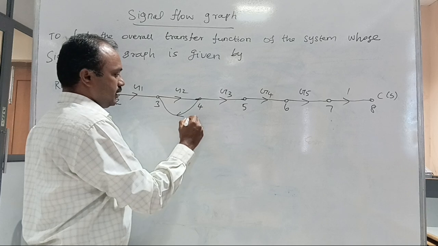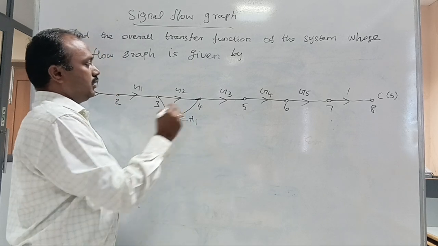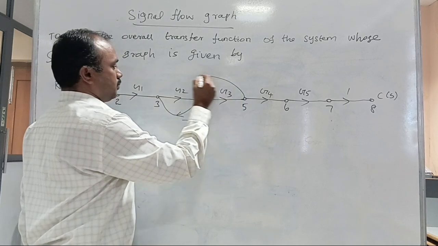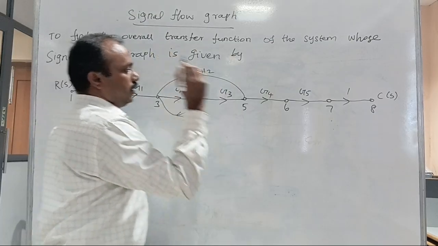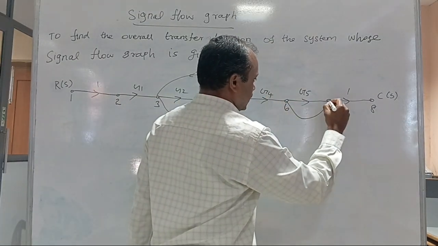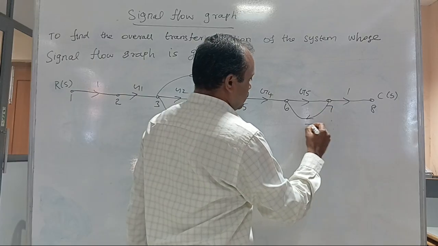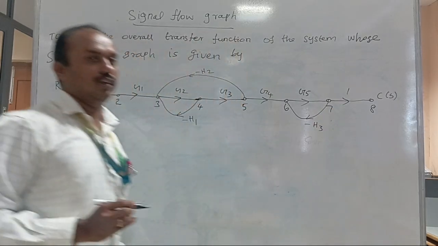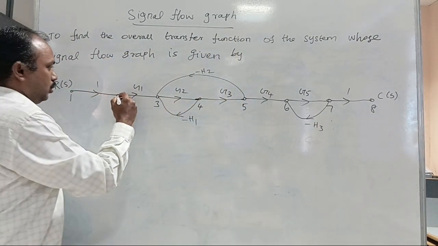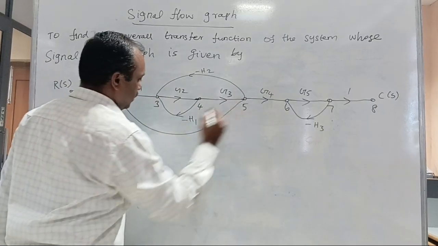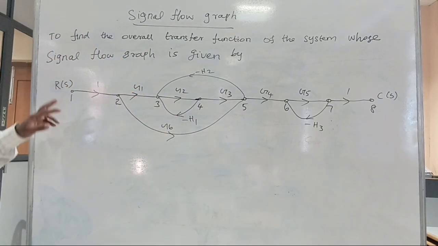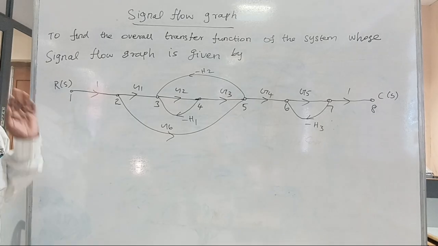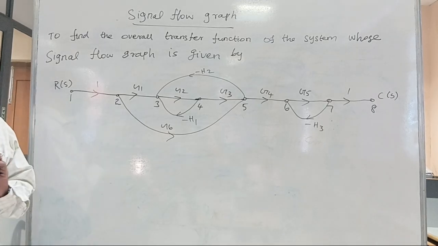That feedback is represented as minus H1. Then feedback 2 is represented from 5 to 3, that is minus H2. Then feedback 3 is represented from 7 to 6, H3. Then one more forward path is represented in the problem from 2 to 5, with gain G6. From this, we find the overall transfer function of the given system.